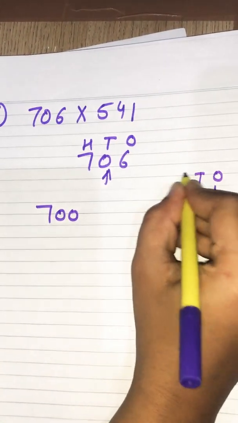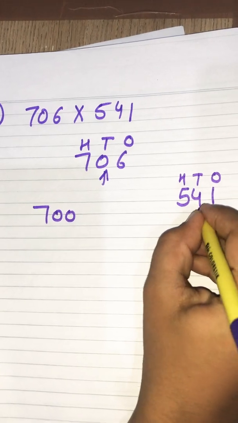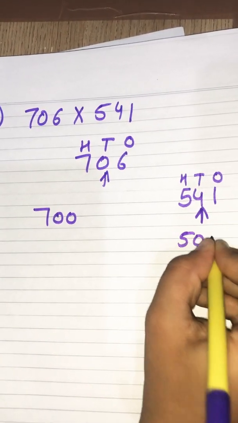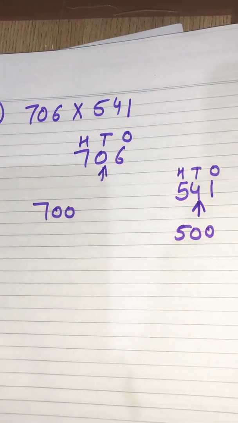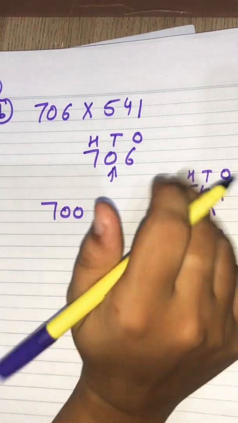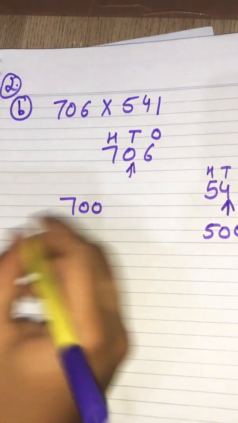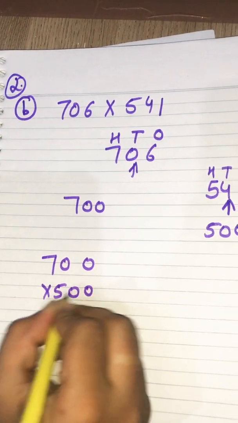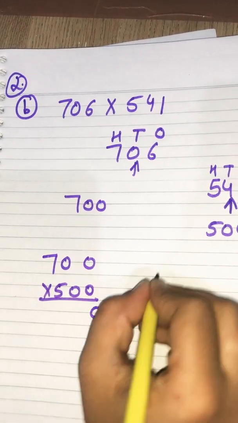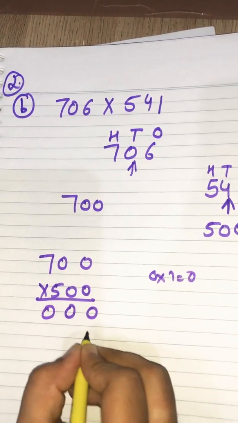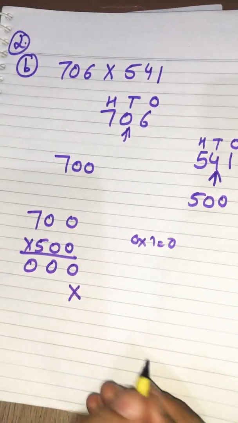541: ones, tens, 100. This 4 is again less than 5 and we will make it 500. We will make it 100 in the backward direction. If we have more than 5, we will make it go in the forward direction. So now we just calculate this 700 into 500. 0 into 0, 0; 0 into 7, 0. We will put a cross in the ones position as I told you earlier.